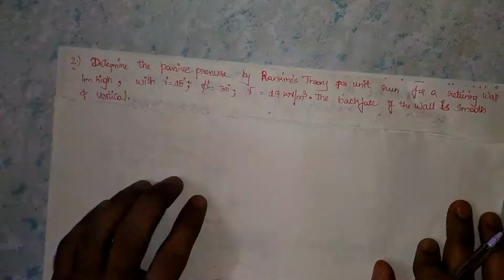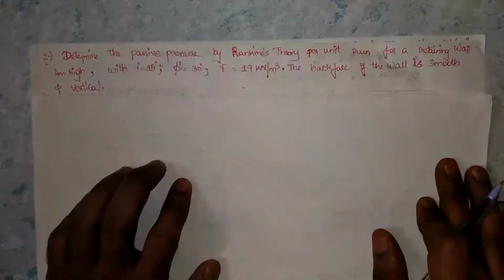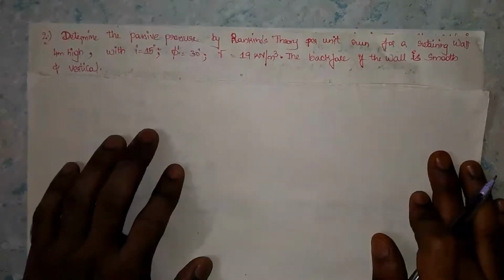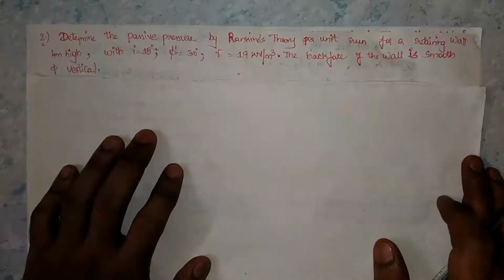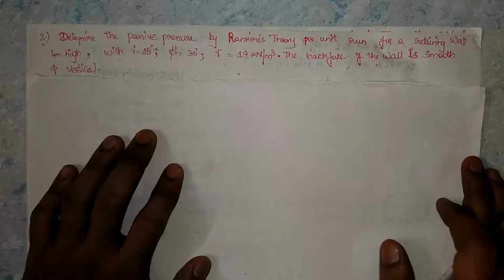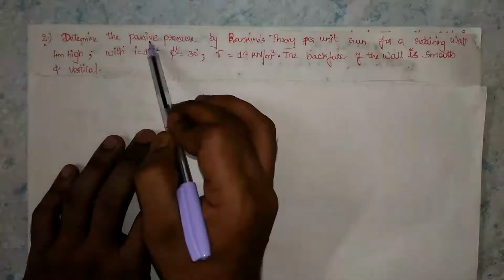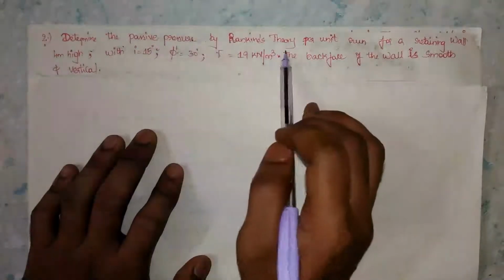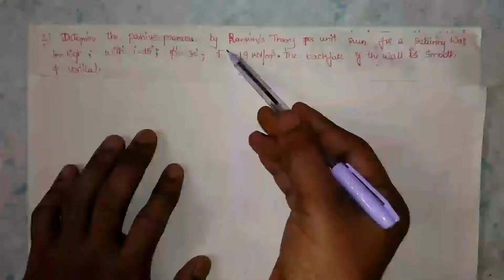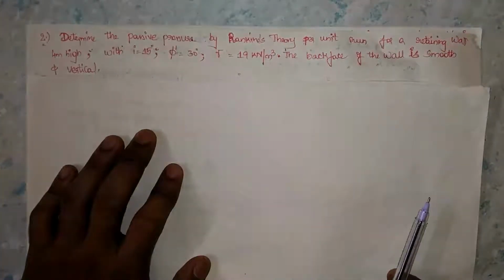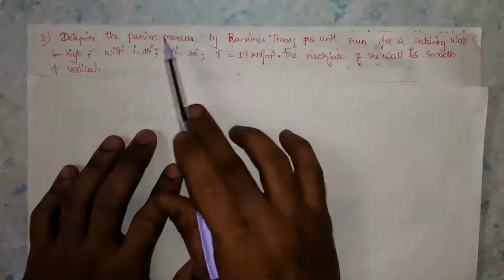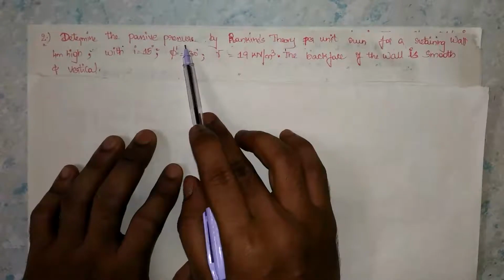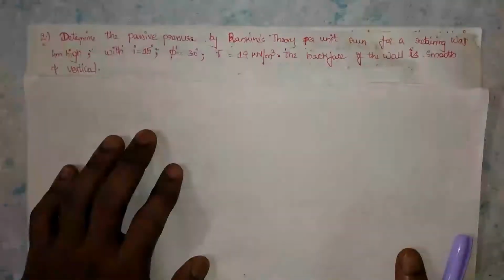So for the second problem, I hope you understood the first problem. If you know how to solve the problems, from the next problems you can solve them easily. Next, determine the passive pressure by Rankine's theory. In the question only, he has given Rankine's theory, which means by using this theory we have to find the passive pressure. So in Rankine's theory, which form do we have to use?